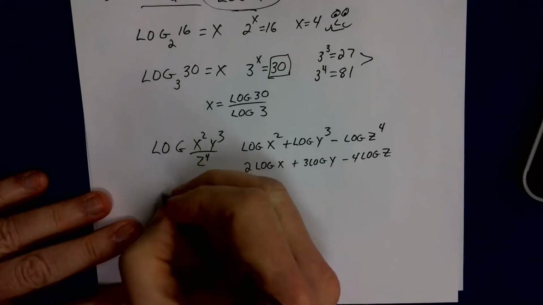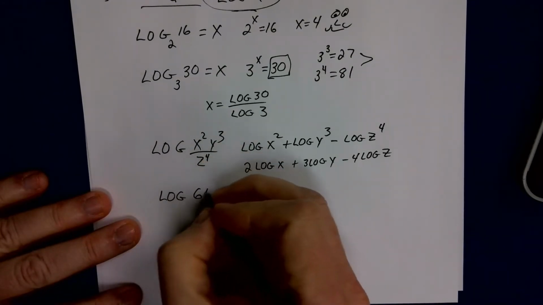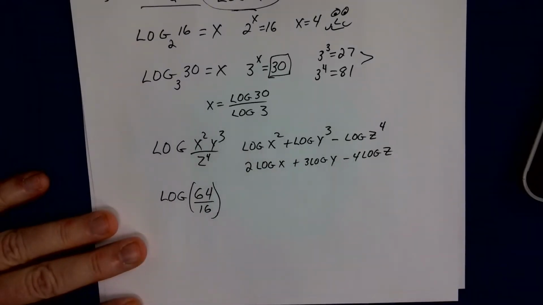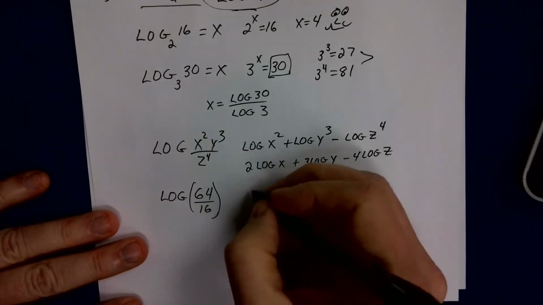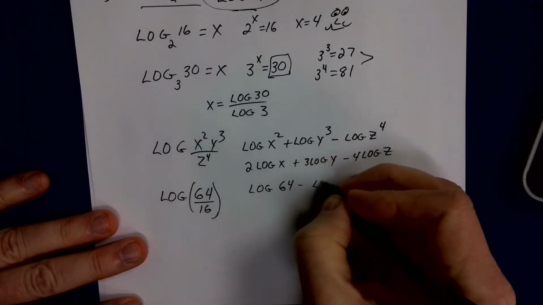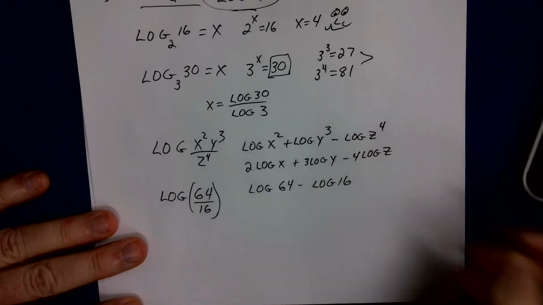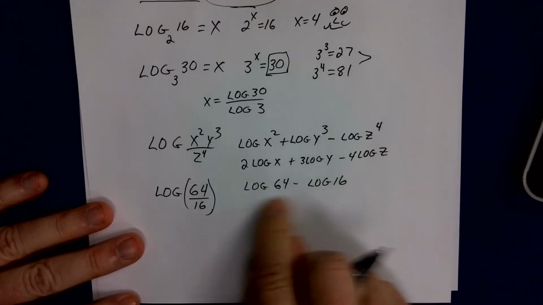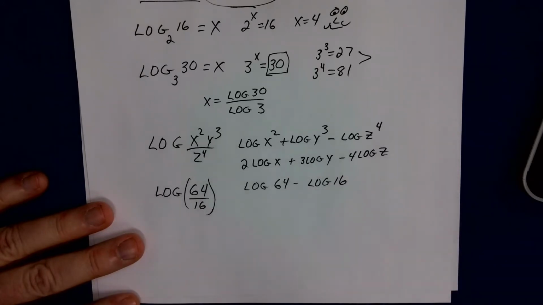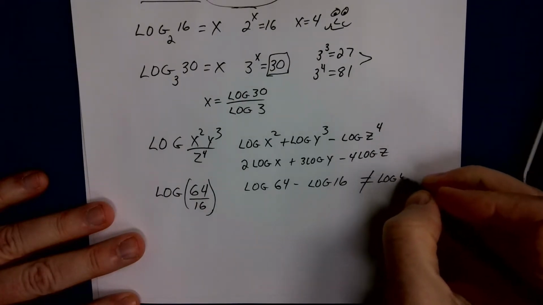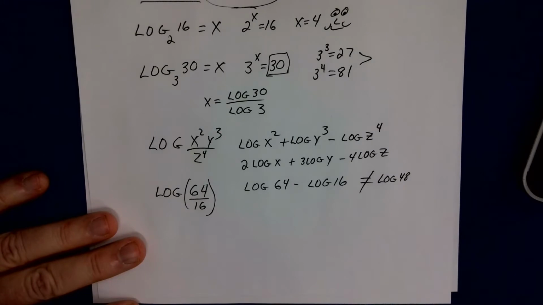Now, if I had something like this, log of 64 over 16, I could 100% write this as the log of 64 minus the log of 16. I could do it like that. Remember that that is not the log of 48. Nope, nope, nope, nope, nope. Cannot do that. It does not equal log 48. It's not how that stuff works.